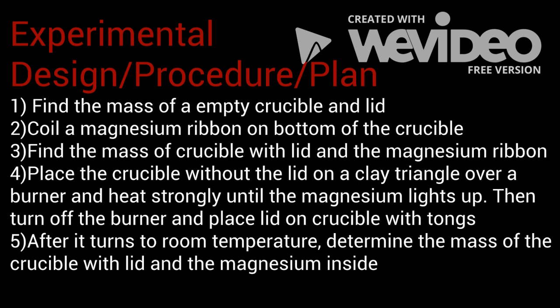Find the mass of an empty crucible and lid, coil a magnesium ribbon on the bottom of the crucible, then find the mass of the crucible with the lid on it and the magnesium ribbon. Fourth, place the crucible without the lid on the clay triangle over a burner and heat strongly until the magnesium lights up. Then turn off the burner and place the lid on the crucible with tongs. Fifth, after it turns to room temperature, determine the mass of the crucible with the lid and the magnesium inside.